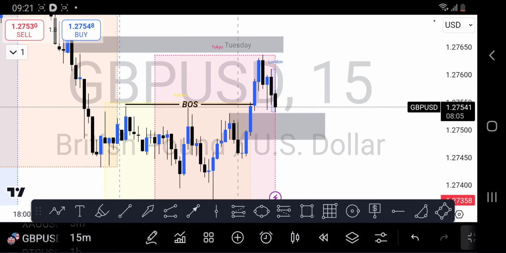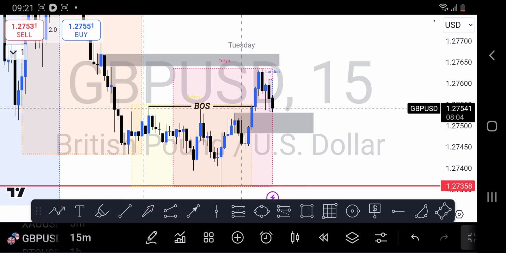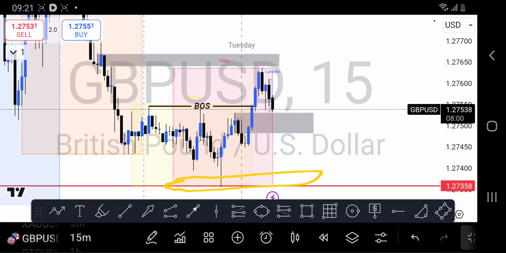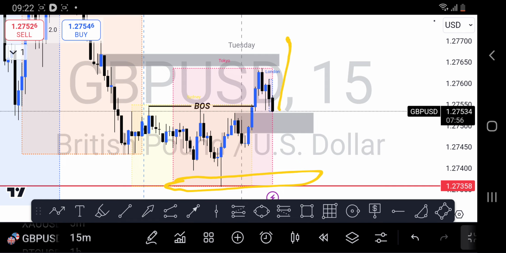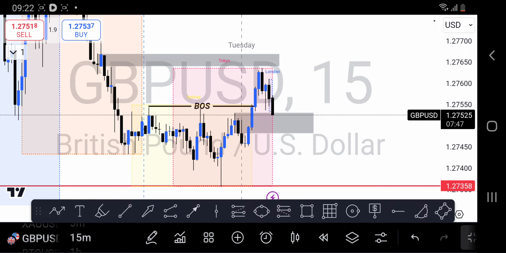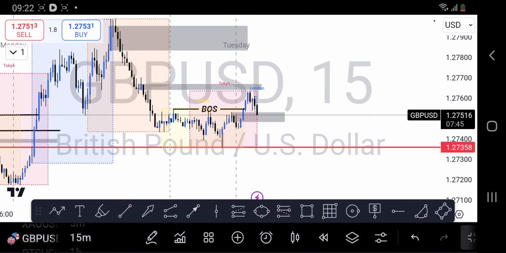We'll have to see if the market goes all the way to take out that Tokyo low below, or will it go up with the Tokyo session up until 11 a.m., whereby the Tokyo session will be closing, and then from there, that is when we can get the ATM decision. But just know that we are going to be looking for bearish signals or bearish entries.